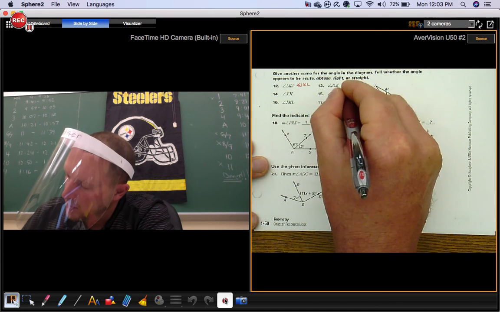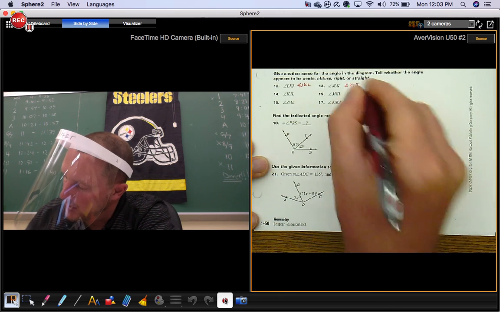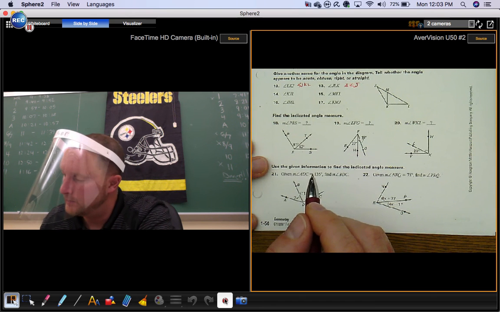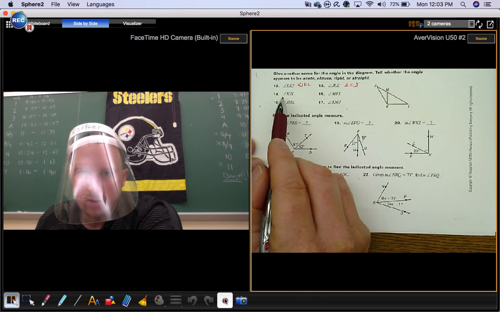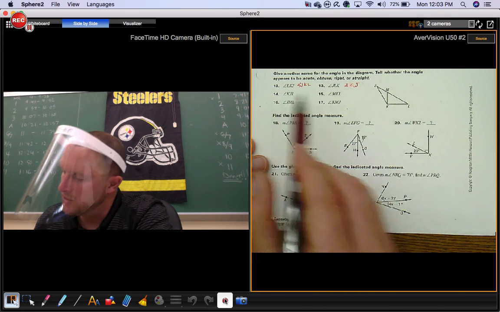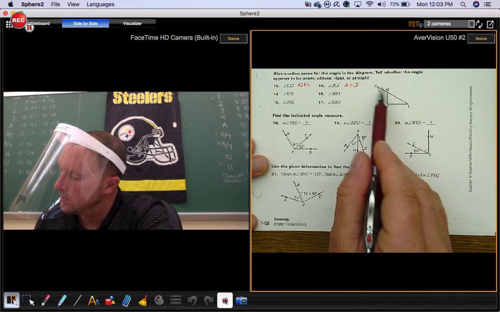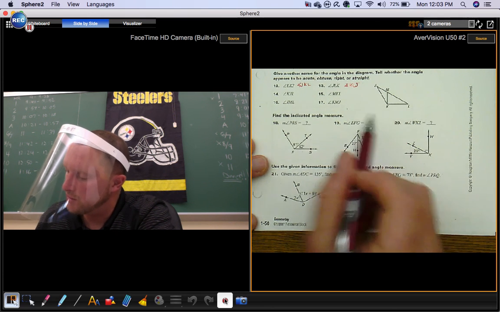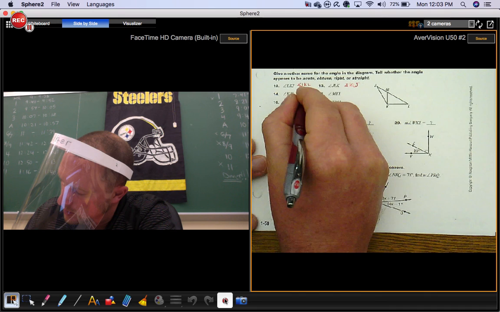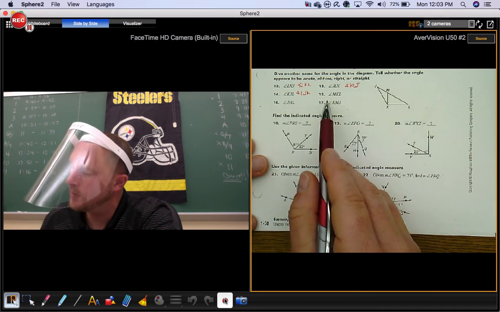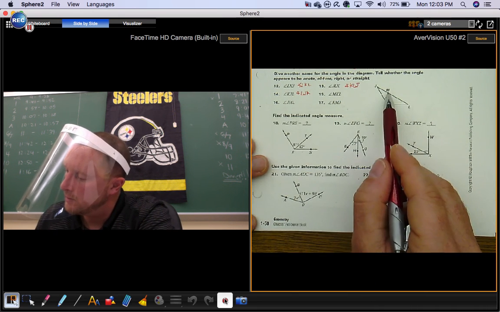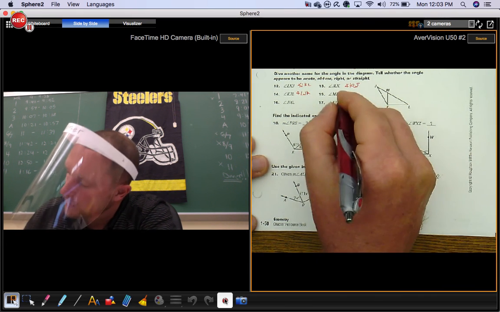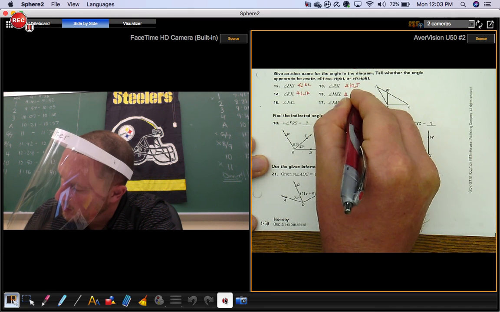Number 13, angle JLK. That's this one. So angle KLJ is the same as angle JLK. Number 14, angle KJL. That's this one, angle KJL. Reverse those letters, angle LJK. Number 15 is angle MKL. It's the same thing as angle LKM.